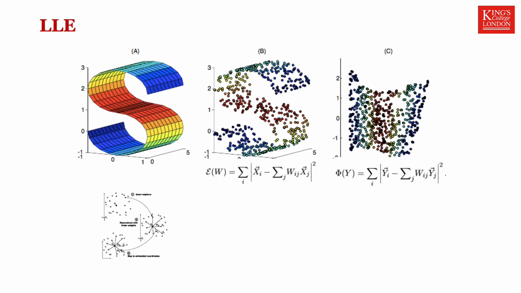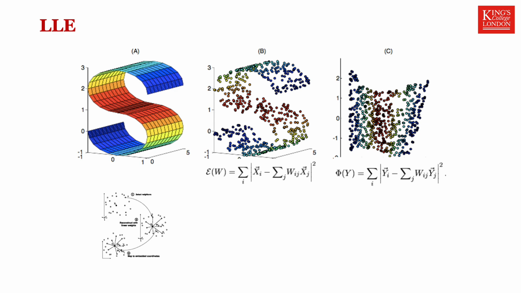So in an LLE setting, for example, if you start again with an S-shaped manifold here rather than the Swiss roll, you clearly see that the surface is the one that you see here on the top left in figure A. And if you were to sample random points in that specific manifold, you would end up with a space B, which is a three-dimensional space.